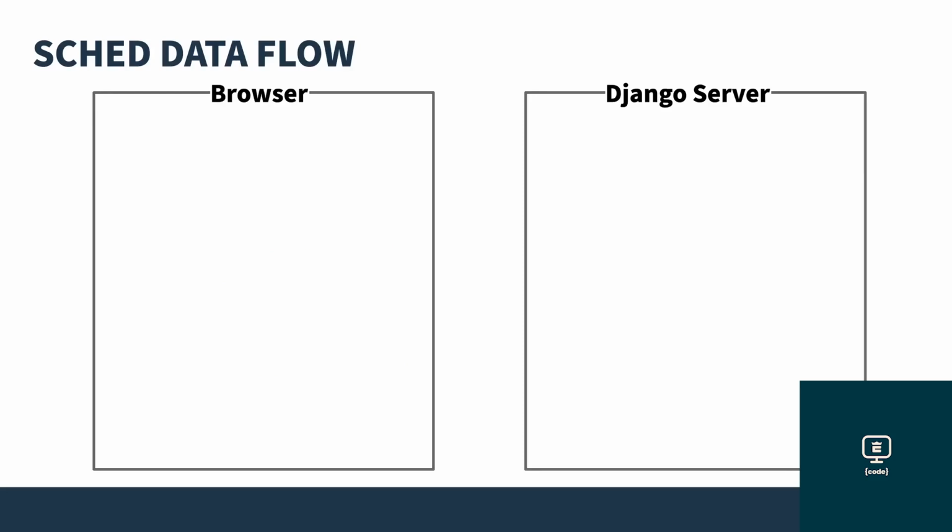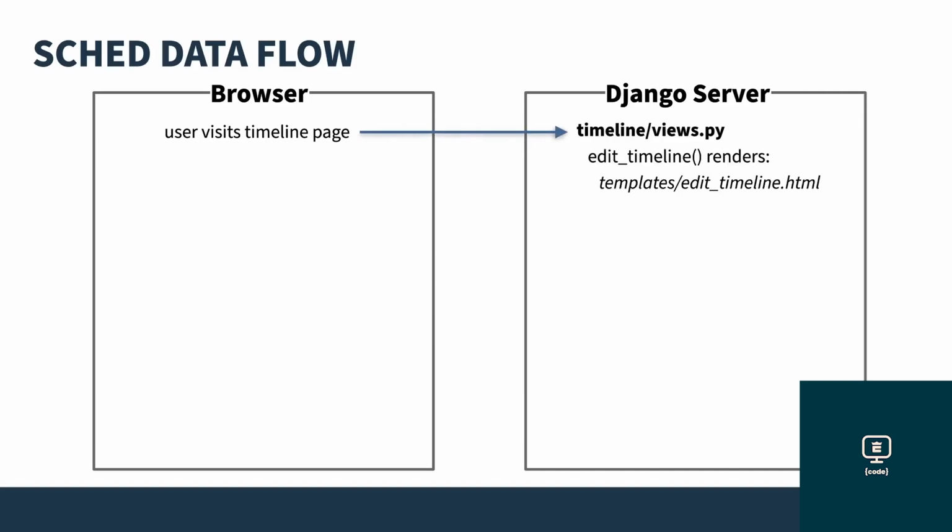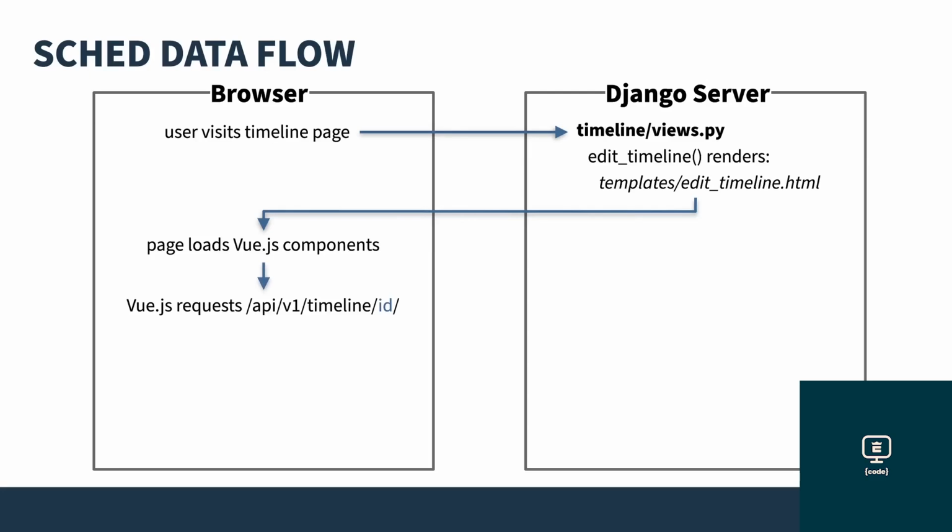Here's how things work when a user hits the application on the browser. First off, you visit the timeline page. That hits a view on the Django side. That's inside of the timeline app in its views file. The view is called Edit Timeline, and it renders a template called Edit Timeline. That template contains HTML as well as the Vue.js components. The Vue.js components initialize, and then as part of the initialization, the Vue component will make a REST call to fetch the timeline that's being edited.